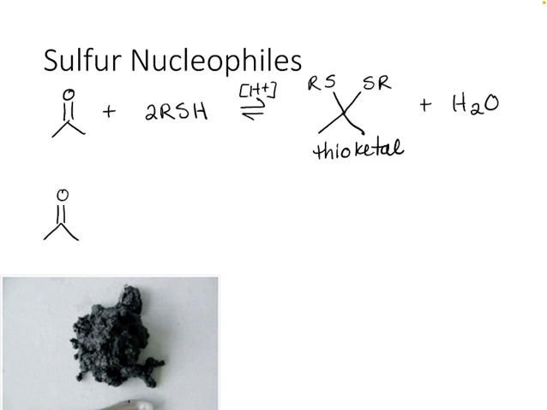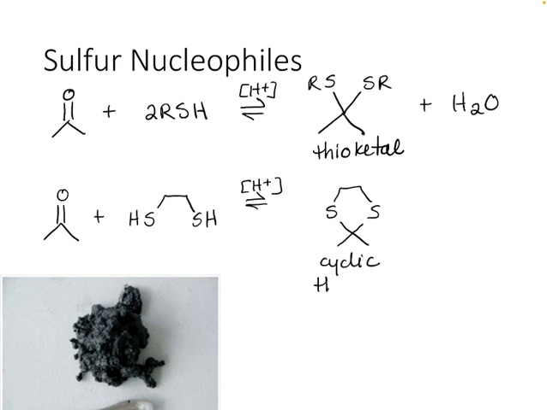We could also react our ketone or aldehyde with something that looks very similar to ethylene glycol, but instead of oxygen atoms, we have sulfur atoms. So this is going to create something that looks like a ketal, except we have those sulfur atoms. So this is called a cyclic thioketal. And water is our other product.